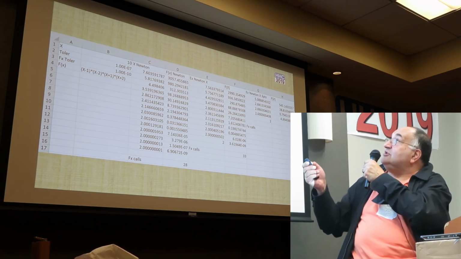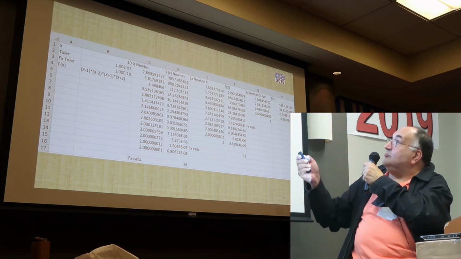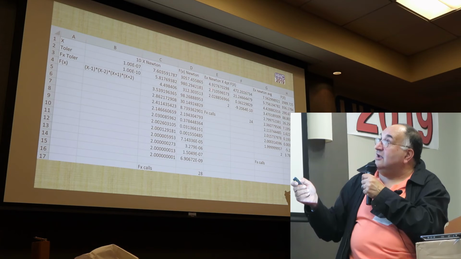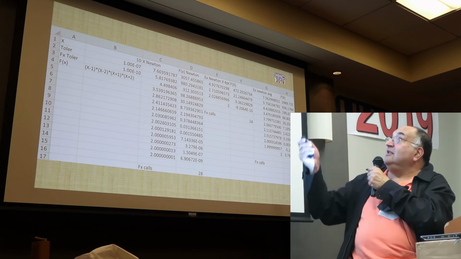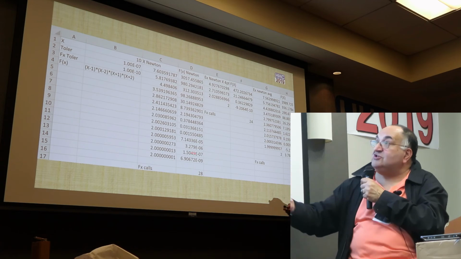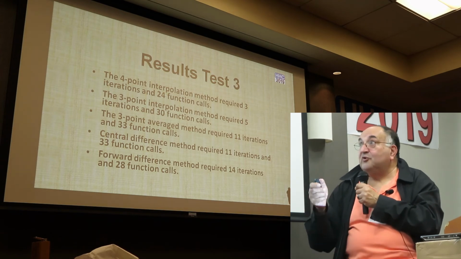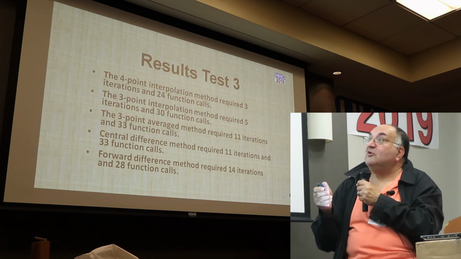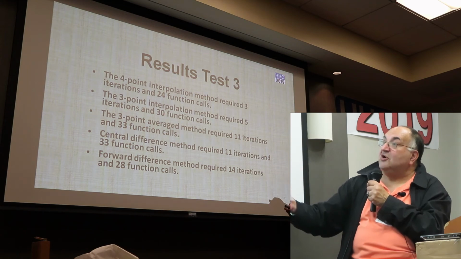And then the inverse Lagrangian with 3 points, I have more function calls, but fewer iterations. And with the 4-point inverse, I have actually fewer function calls and fewer iterations. The weighted average actually required more function calls, but fewer iterations than our standard baseline. So now, the winner is the 4-point interpolation method with only 3 iterations and 24 function calls compared to 5 iterations and 30 function calls.